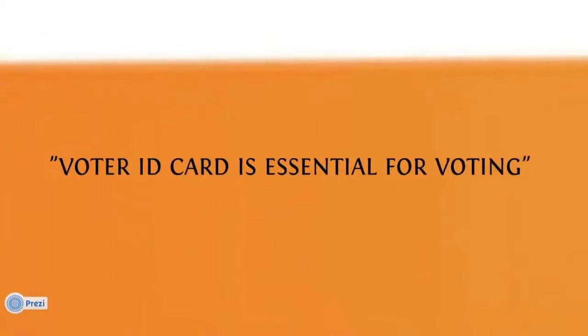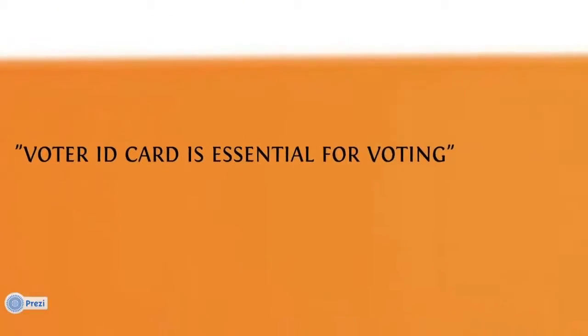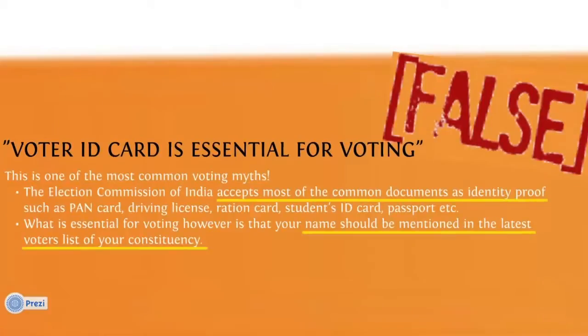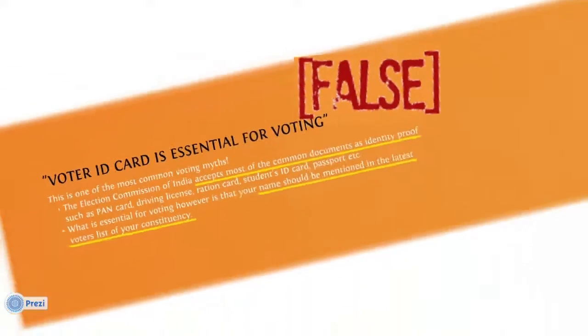Voter ID card is essential for voting. This is one of the most common voting myths. The Election Commission of India accepts most of the common documents as identity proof, such as PAN card, driving license, ration card, student's ID proof, passport, etc. What is essential for voting, however, is that your name should be mentioned in the voters list of the constituency.